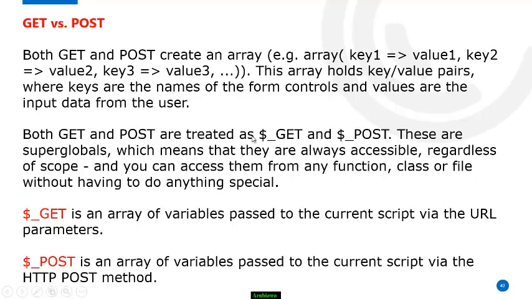So both get and post are treated as dollar underscore GET and dollar underscore POST. These are super globals, which means that they are always accessible regardless of the scope, either a local scope variable or a global scope variable. Since they are super global, they can be accessed from anywhere, any function, class, or file without having to do anything special. The get method is an array of variables passed to the current script via the URL parameters, while the post method is an array of variables passed to the current script via the HTTP post method.